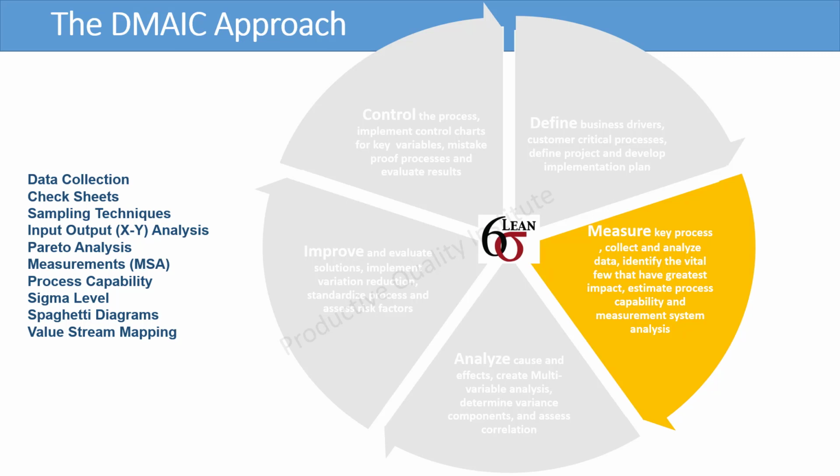After problem definition and critical to quality determination, we will start the measure phase by doing the following: measure key process, collect and analyze the data, then identify the vital few that have greatest impact, estimate process capability, and measurement system analysis.